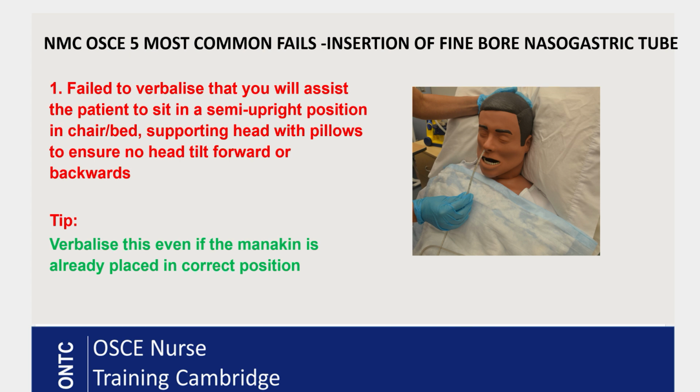It's really important in any station, even if your mannequin is already in that position, whether it's suppository administration, nasopharyngeal suctioning or this station, make sure you still verbalize what position you will be using for insertion of nasogastric tube. It is the semi-upright position with a pillow at the back of the neck, supporting the head to ensure no head tilt forward or backward, otherwise it will be very difficult to insert the tube. So you really need to say that.